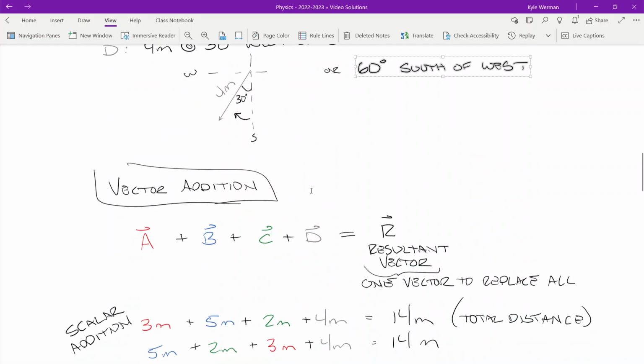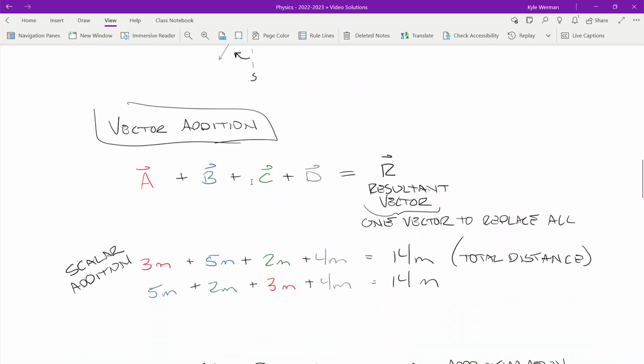So how do we add vectors together? Well, if I added A, B, C, and D, I would get what we call a resultant, or the answer to a vector problem. All right, and it would be one vector displacement that would get me from start to finish, no different than taking these 4 displacements. Now, in math class, we learn about scalar addition when I just add numbers. If I add the 4 scalar numbers, I'm adding the distances. I would travel a total distance of 14 meters. But that is not what the displacement would be.